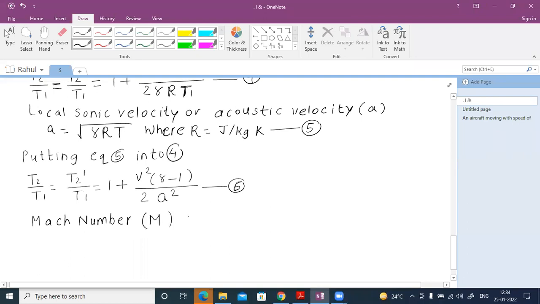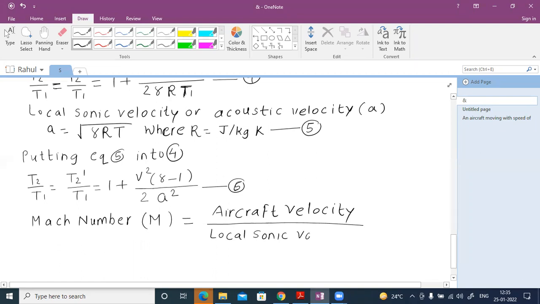Now what is Mach number? Mach number M is the ratio of aircraft velocity to the local sonic velocity. We know that the aircraft velocity is V, divided by sonic velocity A, as we have just seen. So Mach number M is the ratio of aircraft velocity V to the sonic velocity A. Let this be equation number 7.